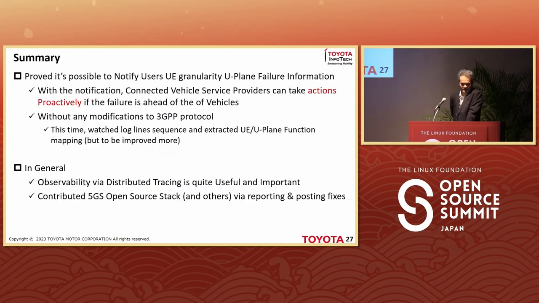Okay. And in summary, we proved it's possible to notify users of UE granularity, user plane failure information. And with this notification, at least we can take actions proactively if the failure is ahead of the vehicles. And also, one merit is that it needs no modifications to the 3GPP protocol at the moment. And also in general, as I worked through, observability via distributed tracing is quite useful and also important. And as I explained, we used open source components. During our POC work, we already reported issues and posted fixes, in other words, contributed to the upstream community. So like this, Toyota and also KDDI will keep working with the open source community too. Thank you very much. That's it. Any questions?